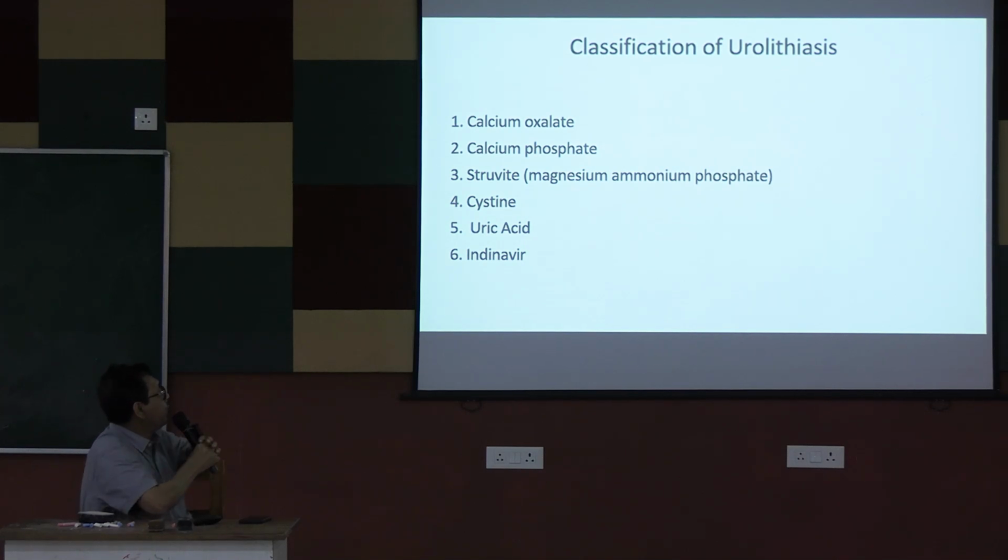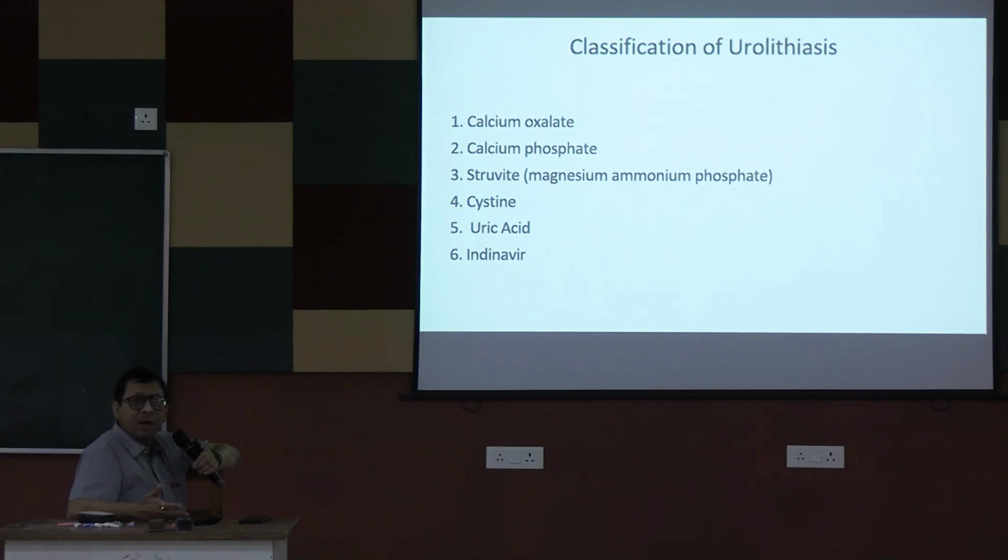Calcium oxalate stone and calcium phosphate stone are the most common stones and comprise nearly 65 to 70% of the total stone disorders. Magnesium ammonium phosphate, the struvite stone, is usually an infective stone. Infection in the system precipitates this stone formation. And cystine stone is a metabolic disorder.